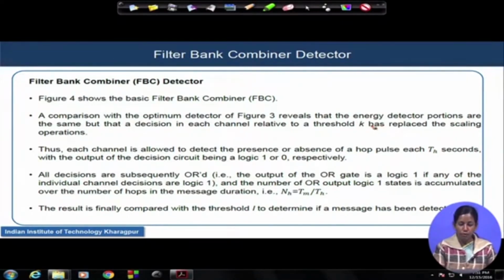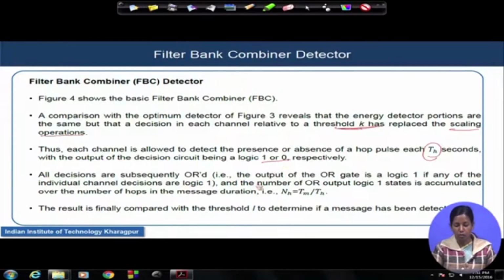So, we have the same energy detector portions like the other one, and the decision in each channel relative to a threshold K, which has replaced the scaling operation. So, we have introduced this threshold K, and the scaling operation of the earlier optimum section is removed. Each channel will give you a decision circuitry. They will detect the presence or absence of any signal over the hopping duration, and they will give either a logic 1 or logic 0 at the output, as I have explained.